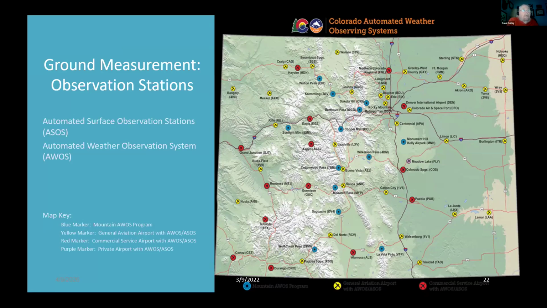Okay. In Colorado, I'm showing a map of Colorado. The blue markers on there are the Mountain AWOS program. The Colorado Department of Transportation has put AWOS stations out into the mountains for us, for the aviation people. The yellow markers are general aviation airports with either AWOS or ASOS. The red markers are commercial airports with AWOS or ASOS. And the purple markers are private airports with AWOS. And if I remember correctly, the only private one is the Meadow Lake Airport.